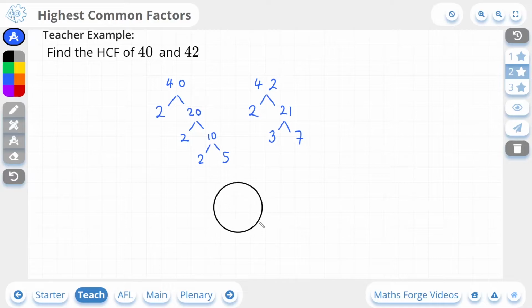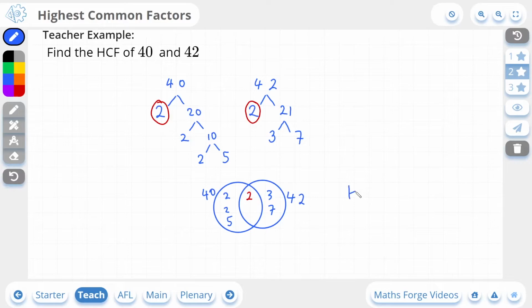Now we draw our Venn diagram. So it's going to be 2 circles. And the left circle is going to be labeled as 40, and the right circle is going to be labeled as 42. Now let's take a look at the prime factors and which of them are shared. We have a 2 that is being shared, so that's going to go in the central region here. And there are no other prime factors that are shared. So the remaining prime factors of 40, 2, 2, and 5, I'm just going to write here next to the 40. And the remaining prime factors of 42, 3, and 7, I'm going to write here.